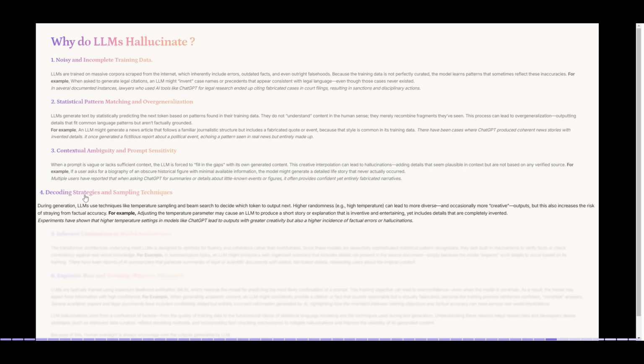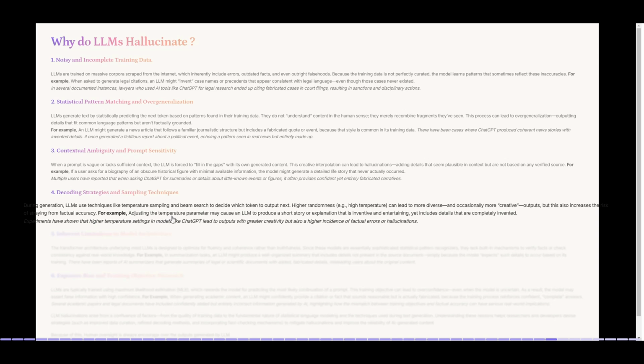Fourth is decoding strategies and sampling techniques. During generation, LLMs use techniques like temperature sampling and beam search to decide which token to output next. Higher randomness, for example high temperature, can lead to more diverse and occasionally more creative outputs, but this also increases the risk of straying from factual accuracy.